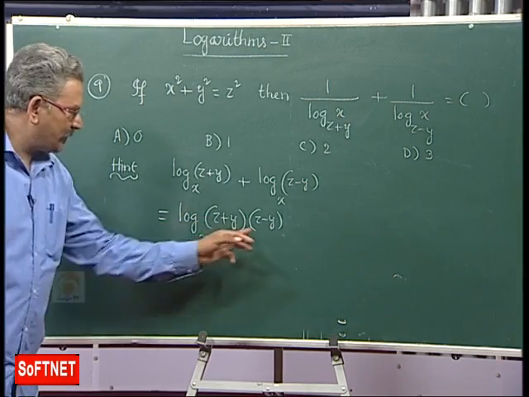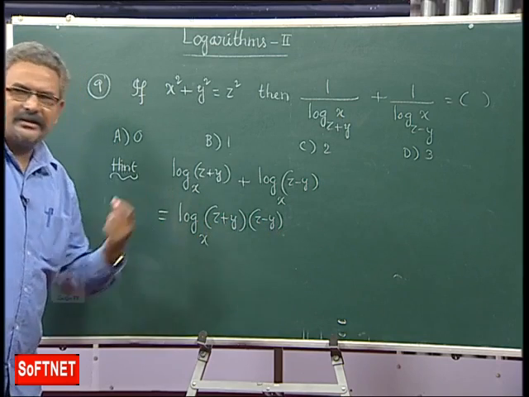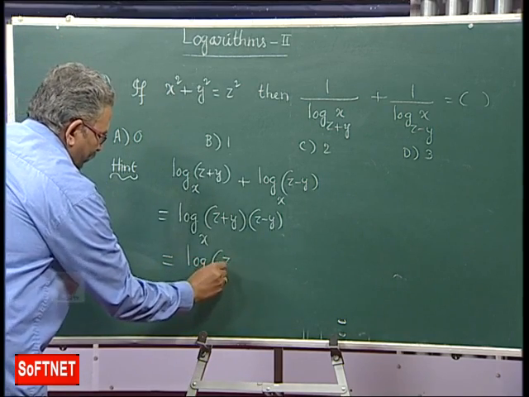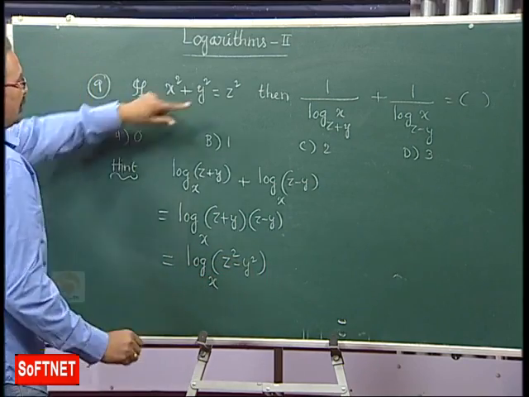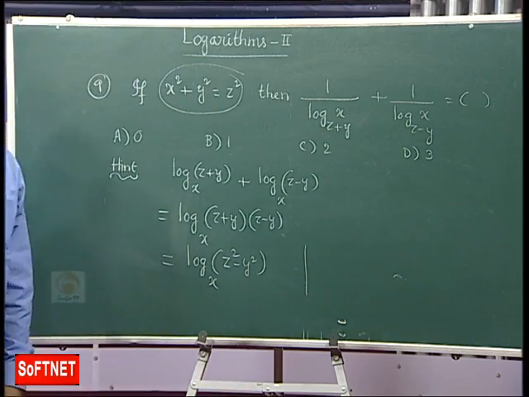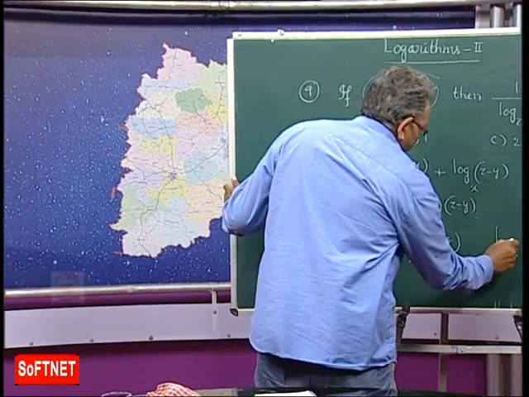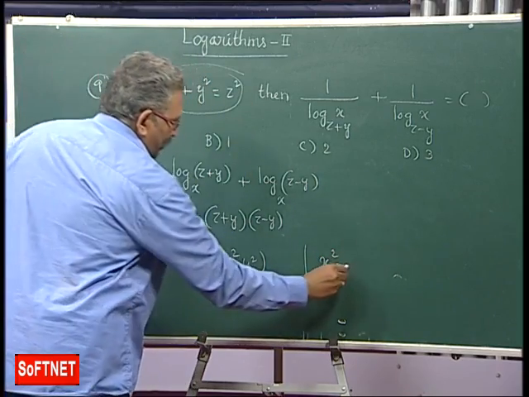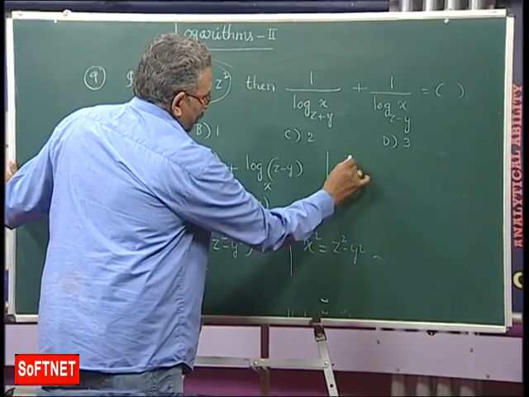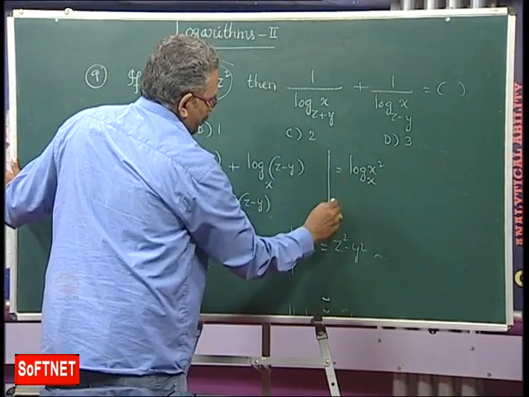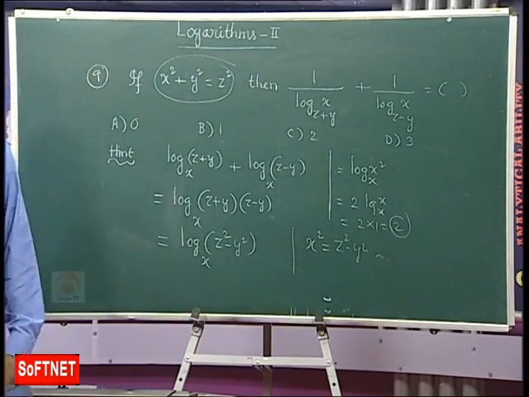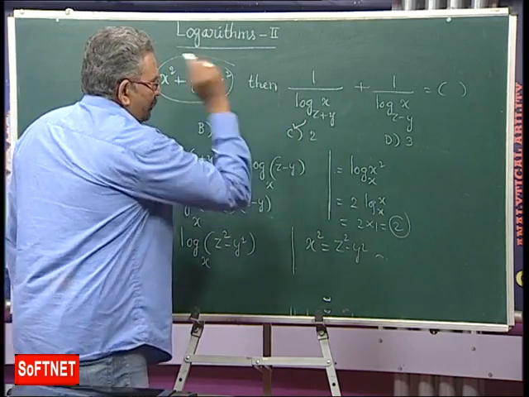Do you expect what is the value of this one? Yes. As it is in the form of a plus b into a minus b, that is a square minus b square form. So, this can be written log of z square minus y square to the base x. This condition is given. With the help of this condition, since x square plus y square is equal to z square, what is the value of x square? So, x square is equal to z square minus y square. Now, it is replaced by x square. So, log x square to the base x. This is equal to 2 into log x base x. This is 2 into 1. So, answer is 2. So, which is the right option? Yes, C will be the right option.